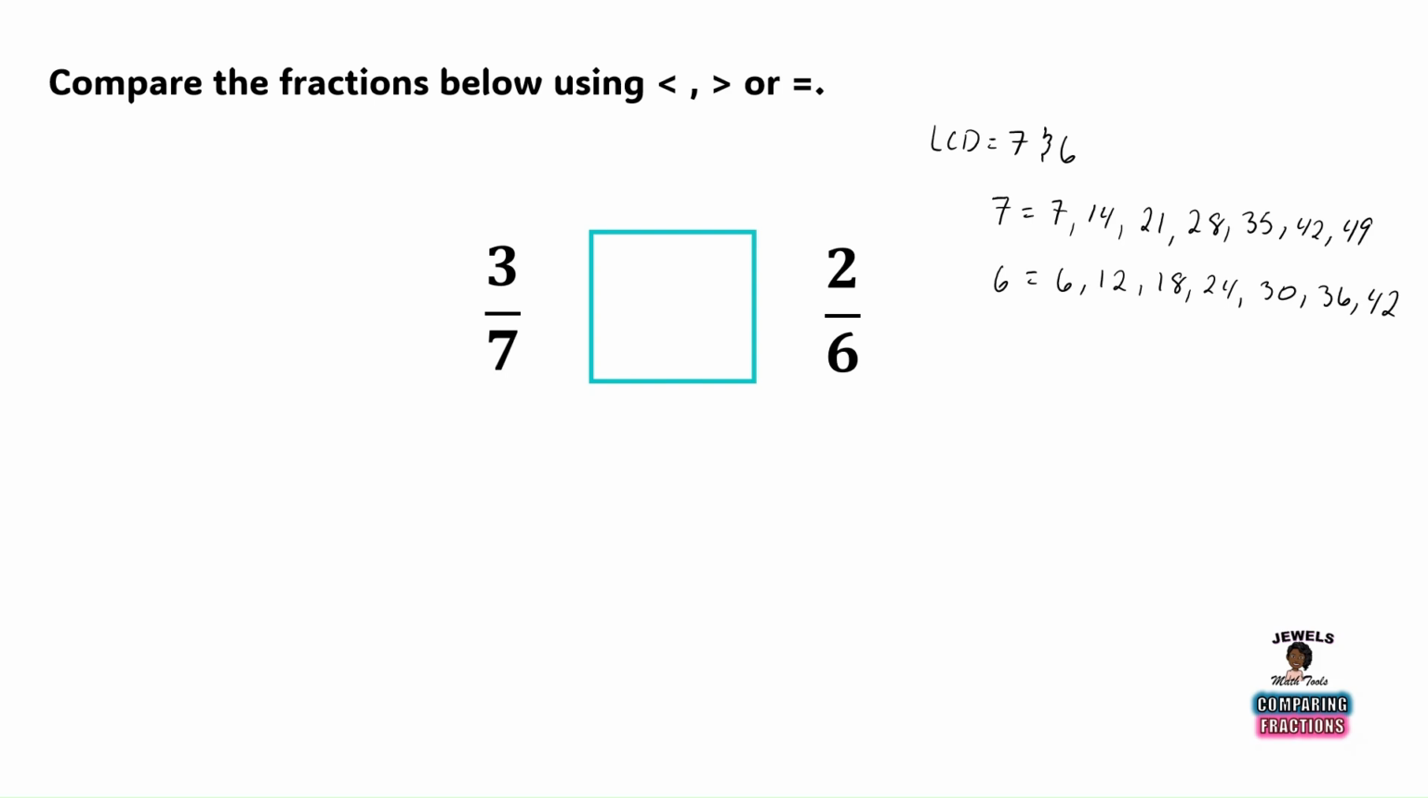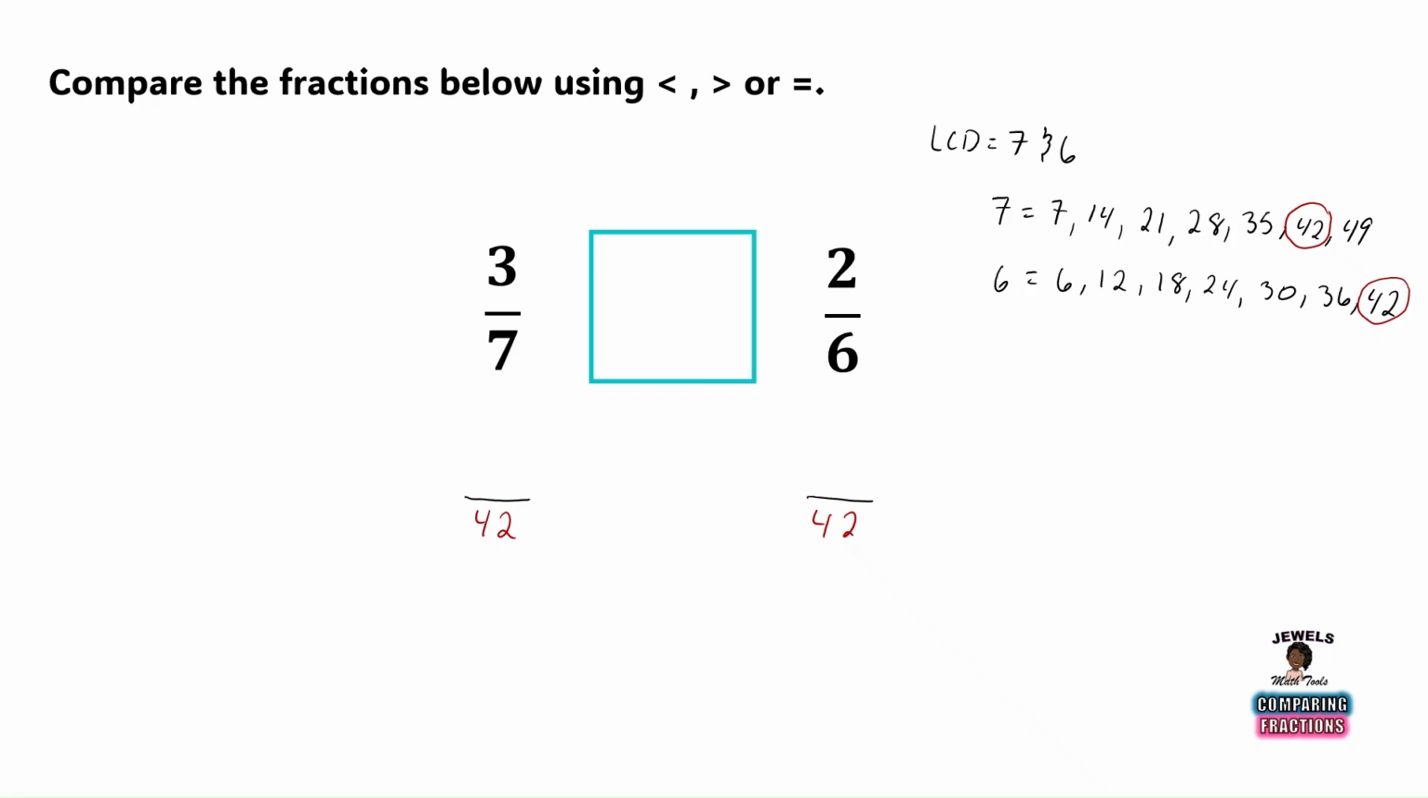So for 7 and 6, a multiple that both of these numbers have in common, we can see in 7, there's 42, and in 6, we also have a 42. So that means now that for both of my fractions, the LCD that I'm going to be using for them will be 42. Now with finding the LCD, this is only step 1.